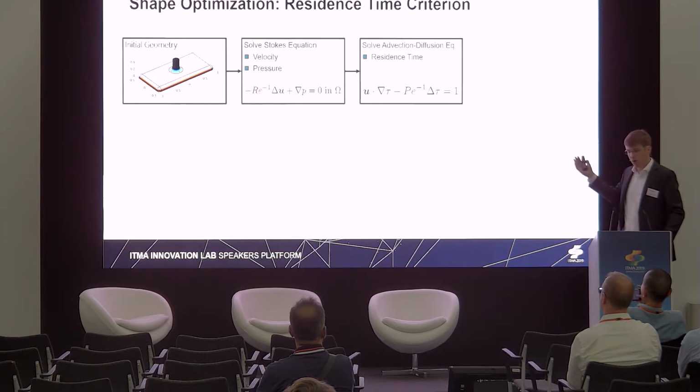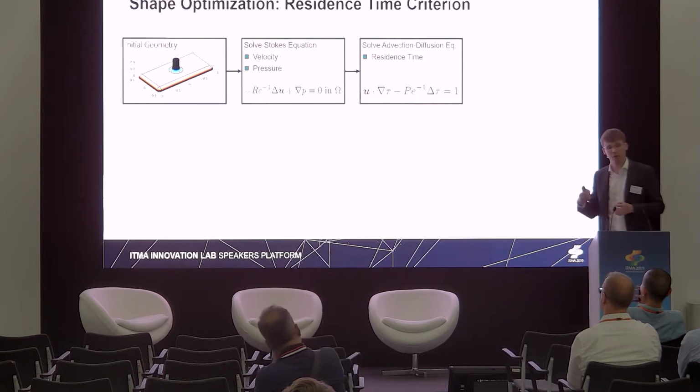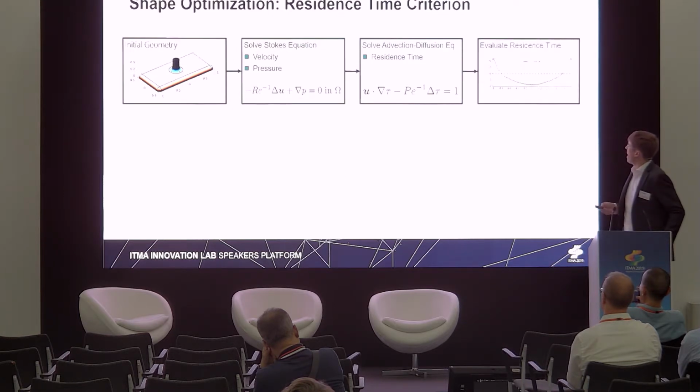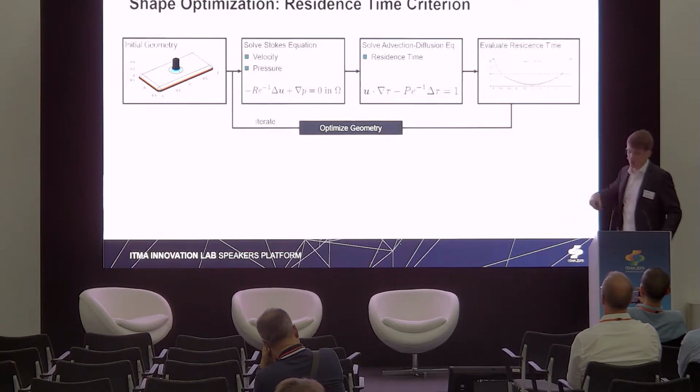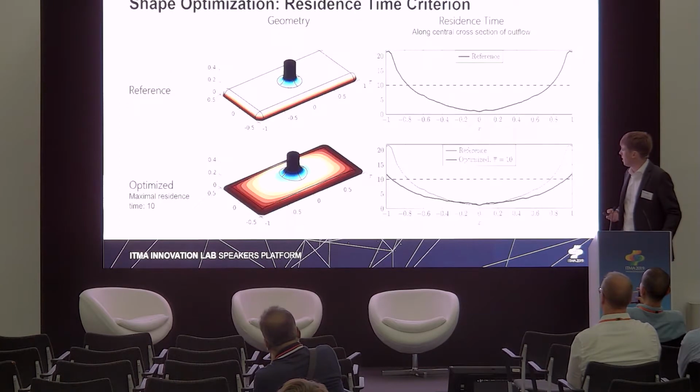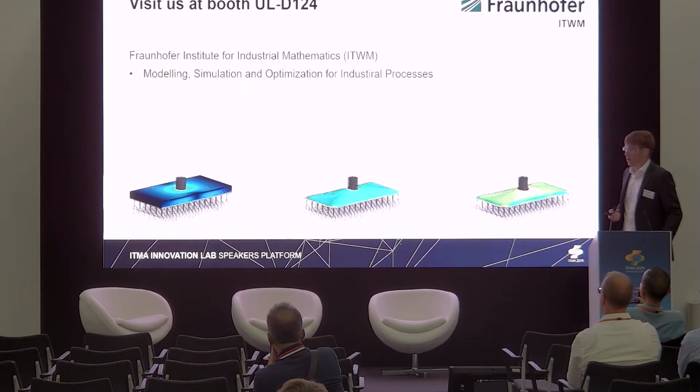The advantage of wall shear stress as a criterion was that you could directly compute this from the flow velocity. Now you need another solving step in order to compute the residence time. From this you get the residence time and then can do again an optimization loop and get some improved residence time distributions. Here a little bigger. So that was the end of my talk.